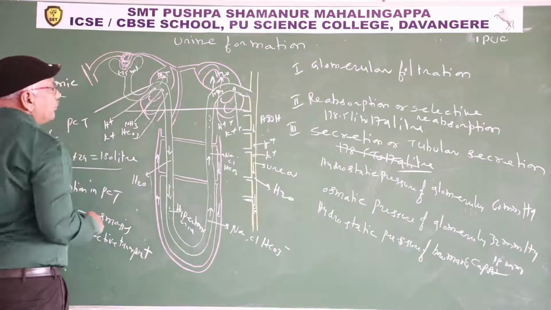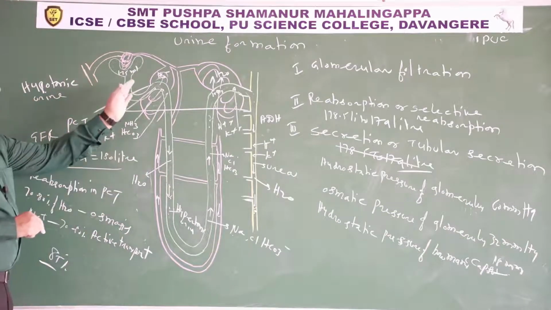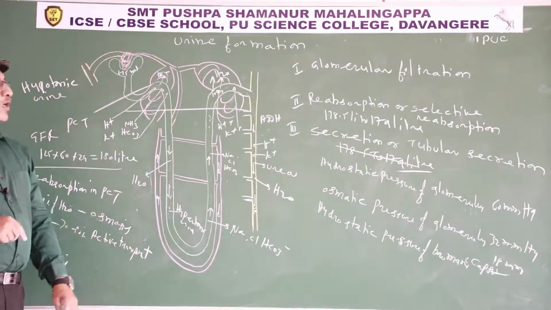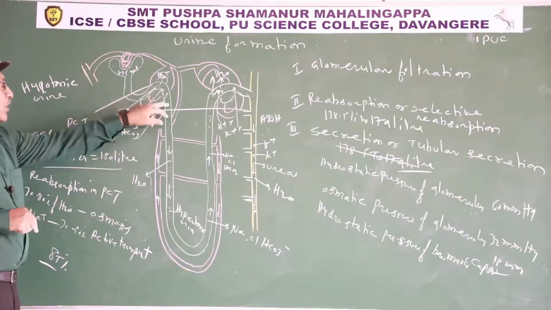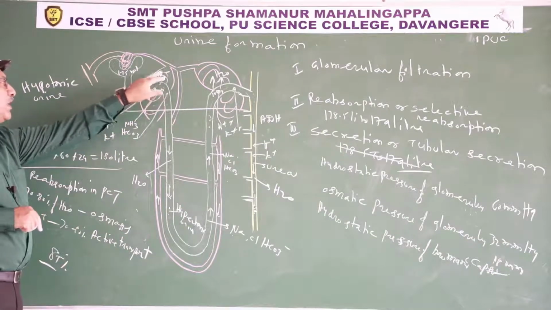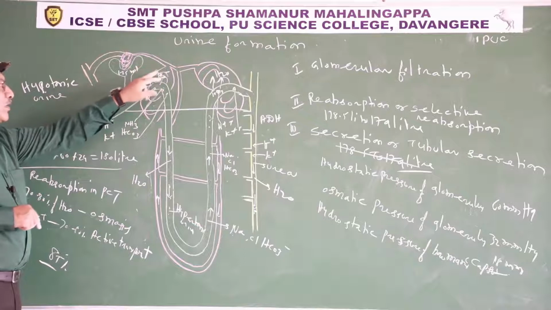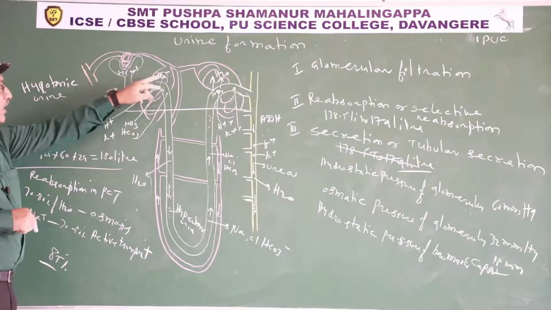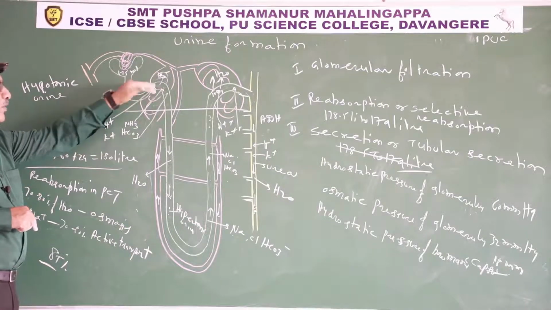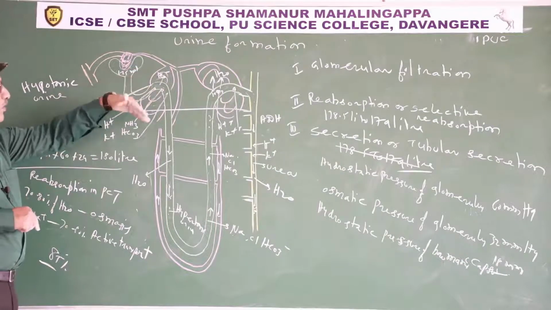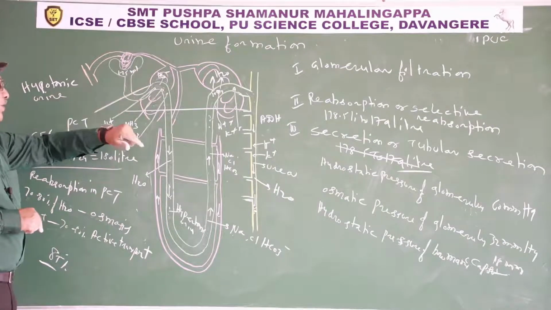sodium actively, 70 to 80% of chlorine passively. All the nutrients present in the primary urine are reabsorbed actively in the PCT. In this manner, hypotonic urine becomes isotonic. Mean concentration of urine is the same as that of blood.